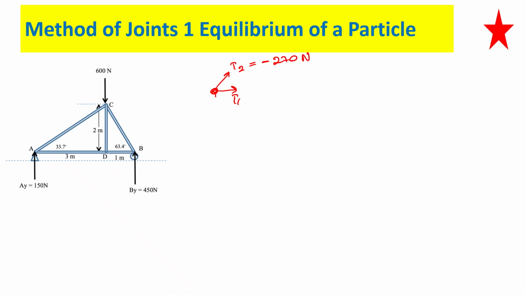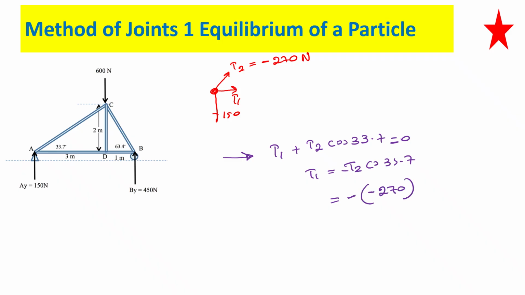And we have 150. Okay, now when you consider all the forces in the x direction, we wrote T1 plus T2 cos 33.7 equals 0. So T1 was negative T2 cos 33.7, isn't it? So T2 is what? Negative 270, am I right? Yeah. Now when you substitute, you need to substitute with the sign. You can't just substitute the number, you need to substitute with the sign. So T1 is a positive 270 cos 33.7. Agree?